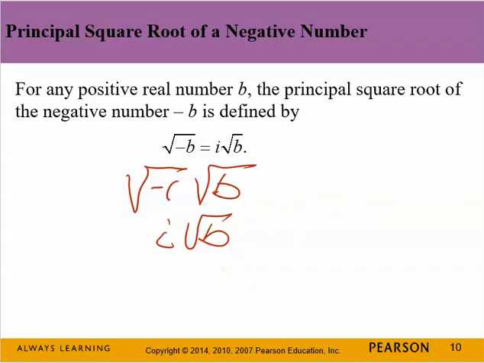Now notice this is not quite written in standard form. It should be, and is equivalent to, the square root of b and then i outside of the radical sign. They often write it like this so that the i is not confused as possibly being under the radical sign.